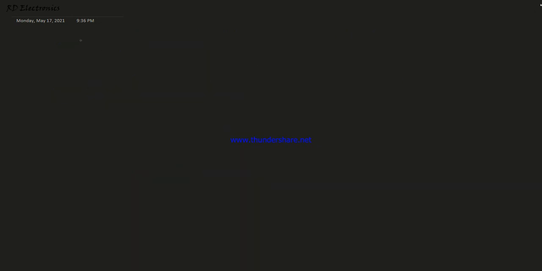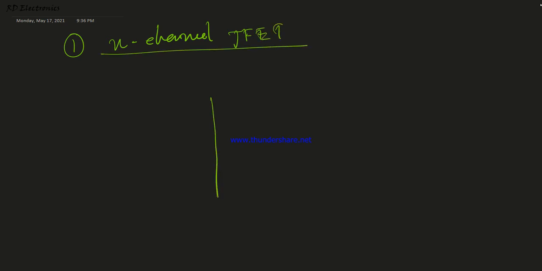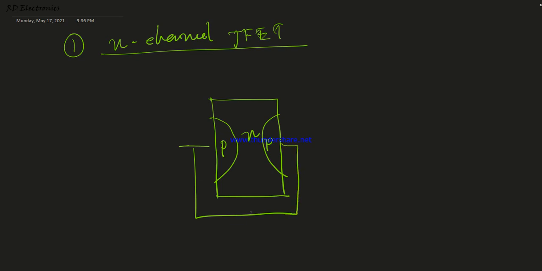So first of all, we discuss the N-channel JFET structure. Okay, so what is the structure? This is the structure of N-channel JFET. Here the P type is doped, this is N type, and these two terminals are short circuited internally. This is the gate region, this is the drain region, and this is the source region.